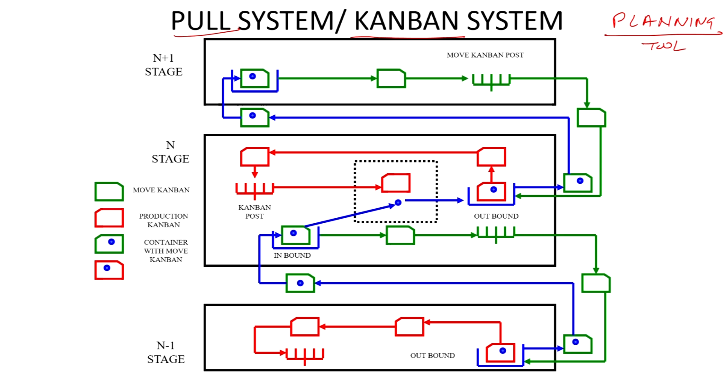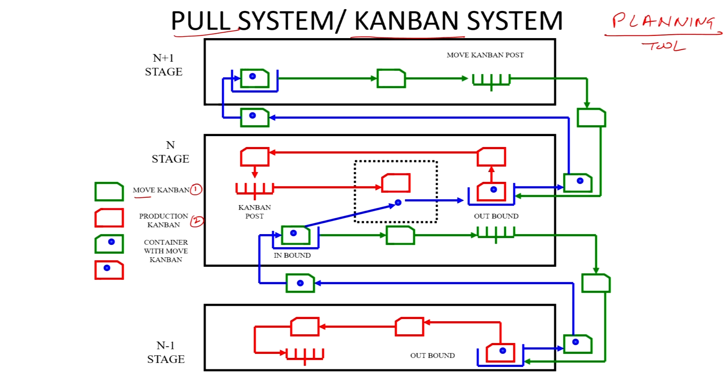To understand this diagram, let us first understand two types of Kanban cards. The first type is called move Kanban, the second is called production Kanban. I am showing the green color cards as the move Kanban. They move the material from one workstation to another workstation. Then there is a production Kanban which moves within the workstation, which triggers the production of a component or a part or a final product. So, production Kanban gives the trigger to produce a particular item at a given workstation, and move Kanban gives a trigger to move the material from one workstation to the next workstation.